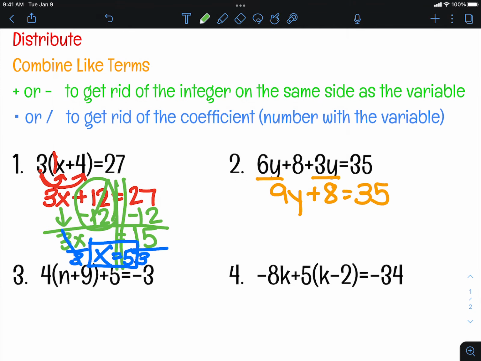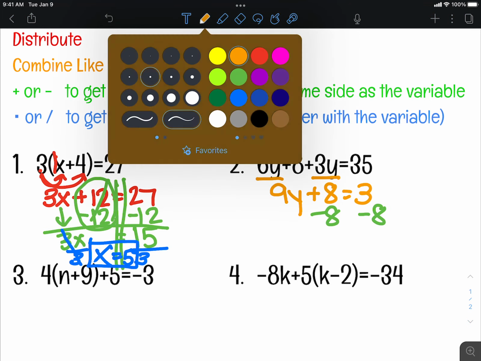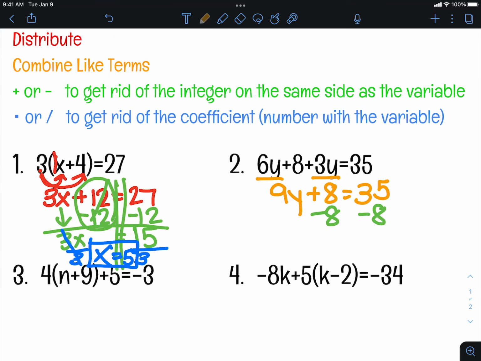All right, so next we have to add or subtract to get rid of that integer. So this side has the variable, and with that we have that 8. We don't want that 8 there. So it currently says plus 8. So the inverse would be to subtract 8. So let's go ahead and subtract 8 from both sides. Oopsies, that 35 disappeared.